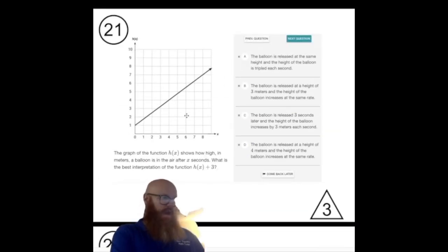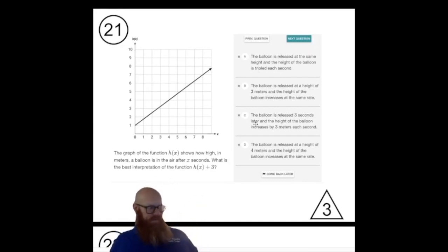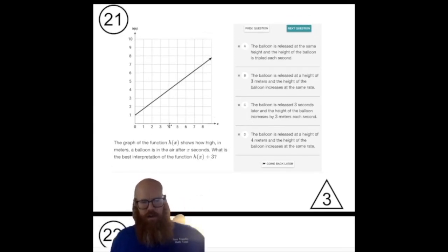All right, another level 3 problem. We've got 2 left here in our practice section. So number 21, the graph of the function shows how high the balloon is after x seconds. What is the best interpretation of h of x plus 3? So h of x is the height, and then we are adding 3 to it, so we're moving something higher. The balloon is released at the same height, and the height of the balloon is tripled each second.